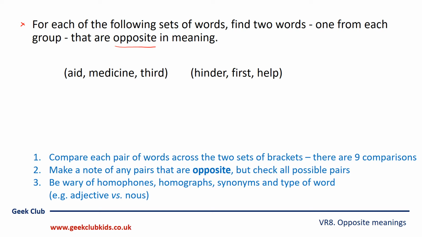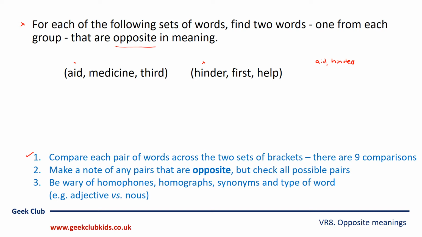We need to compare each pair of words across the two sets of brackets. So there'll be 9 comparisons. So we're going to look for two words that are the opposite in meaning. So let's do that. Aid and hinder. Well, aid means help and hinder means not help. So those two are the opposite. So let's make a note of aid and hinder because they could be our two correct answers. But let's just check the other ones just in case.